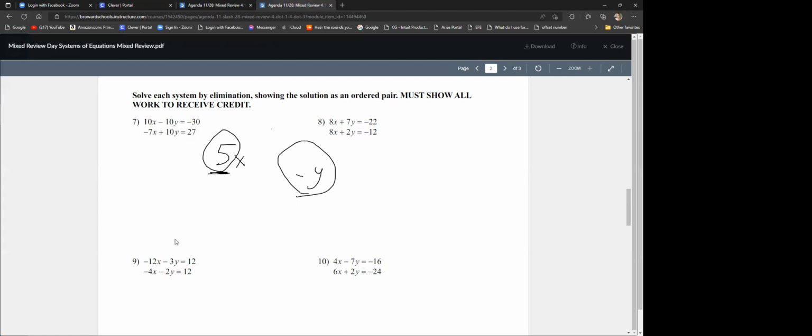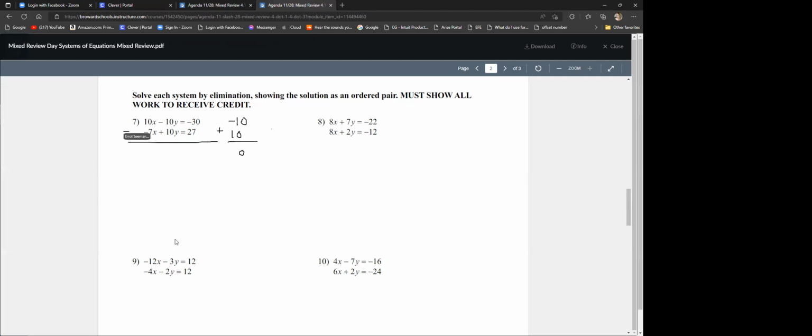Okay, let's go back to that one now. What's the coefficient of y in the first equation? -10. What's the coefficient of the y in the second equation? 10. Okay, we got -10 and we got +10. If we add them together, what will we get? 0. That's what we're gonna do. We're gonna eliminate the y.